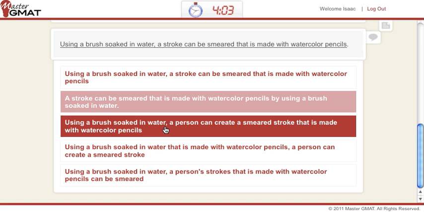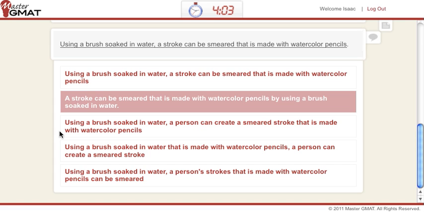So C, using a brush soaked in water, a person can create a smeared stroke that is made with watercolor pencils. Well, what do we have here? It would seem that we fixed the dangling modifier mistake. Now we know that it's a person who is using a brush soaked in water. Not only that, but it also seems that we fixed our relative pronoun mistake over here. That is made refers back to the stroke, and indeed it is the stroke that is made with watercolor pencils. If we're not sure, of course, we keep it. We have to check out the rest of the answer choices. We never know. Maybe there's something a little more concise out there.